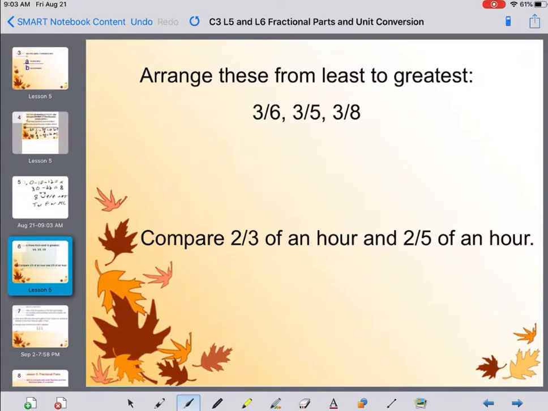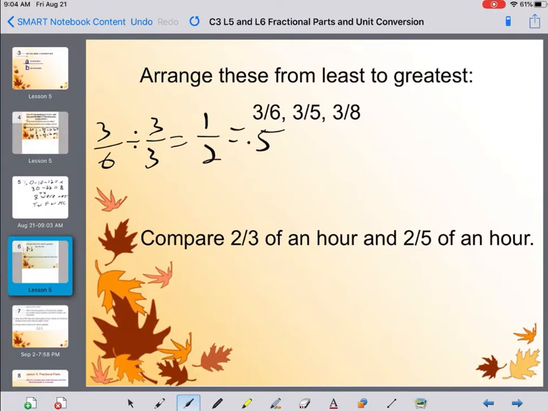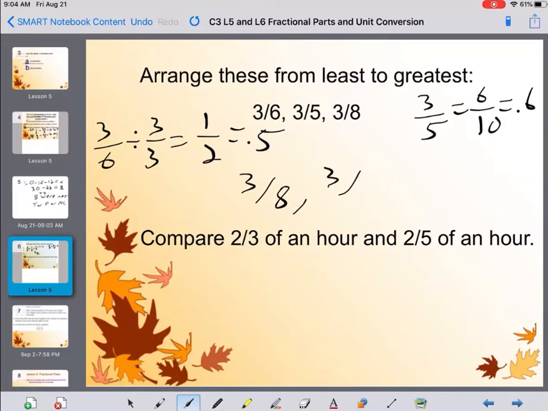Arrange these from least to greatest. All right, so 3/6, I can just divide the top and bottom by 3, and then therefore it's going to be 1/2. So I know that's going to be like 0.5. All right, 3/5, I know it's a little bit more than half, and if we wanted to, we can see that we can write 3/5 as 6/10, and then as a decimal, that's just going to be 0.6. And then 3/8, we know that's just below half, so we know that that's got to be the least. So the least is 3/8, then 3/6 in the middle, and then the largest is 3/5. Again, I just arranged them from least to greatest.